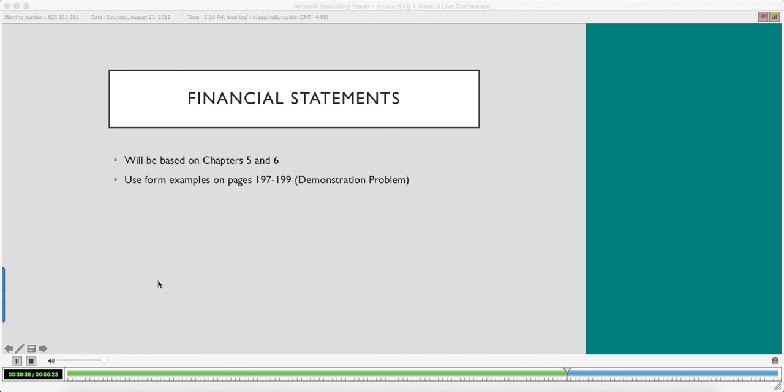So the last thing that we're going over is the financial statements. Again, this is nothing new. We haven't done it in a couple weeks since we've had the bank reconciliation and then 2 chapters of payroll. So definitely look at chapters 5 and 6. Use the demonstration problem on the end of chapter 6 if you need to. It's a great thing to use, and it shows you how to get information from one form to the next if you need it.